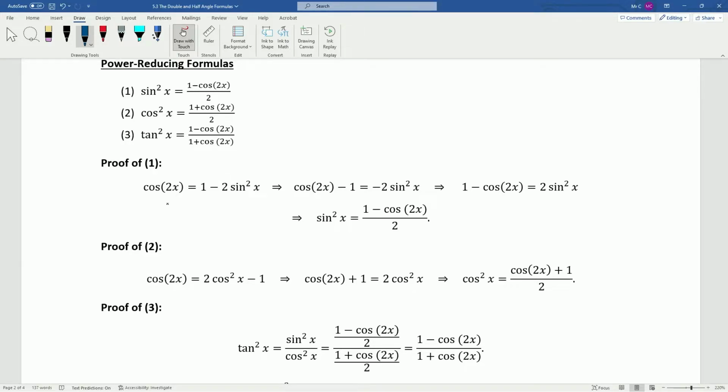So we get both of our power reducing formulas for sine and cosine from our double angle formulas for cosine. So cosine of 2x equals 1 minus 2 sine squared of x. If we subtract the 1 across, we get cosine of 2x minus 1 equals negative 2 sine squared of x. If we multiply a negative 1 to both sides, we get 1 minus cosine of 2x equals 2 sine squared of x. And then divide by 2, and that gives us sine squared of x equals 1 minus cosine of 2x all over 2.